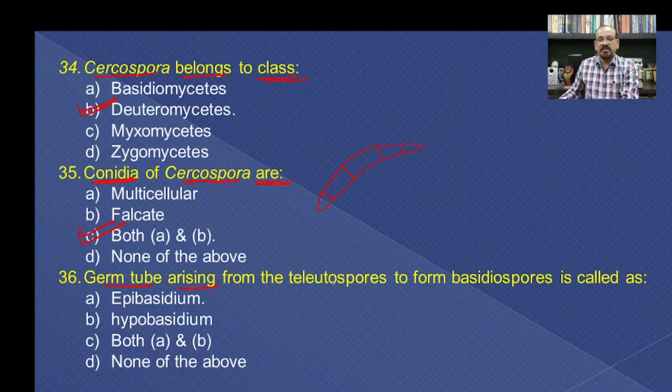The germ tube arising from the teliospore to form the basidiospore is called as. Earlier we have seen that such a germ tube is formed by the teliospore after germination, from the terminal end by the terminal cell and from below the septum by the basal cell, and this is known as the epibasidium, from which the sterigmata develop to release the basidiospores. Hence epibasidium will be the correct answer for this question.